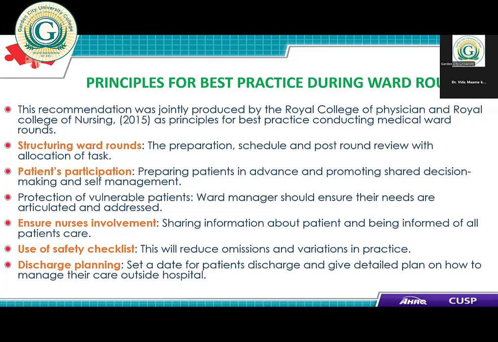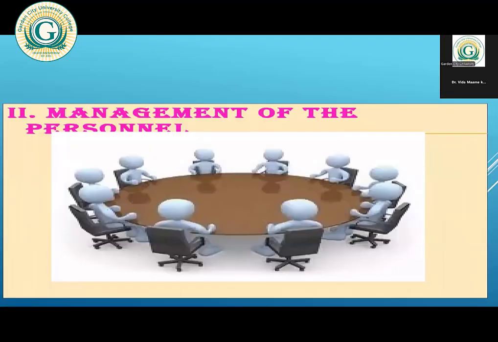Use of safety checklists. This will reduce omissions and variations in practice. Then staff planning: give a detailed plan on how patients should be discharged. So the first one was management of patient care. After you have done the management, all that I have talked about is management of client care.